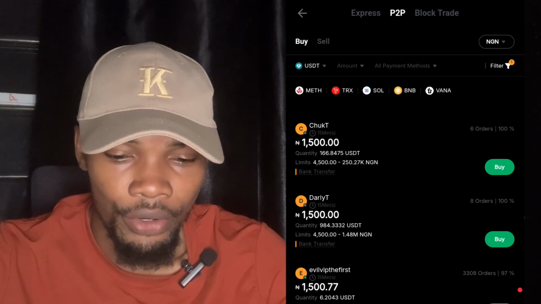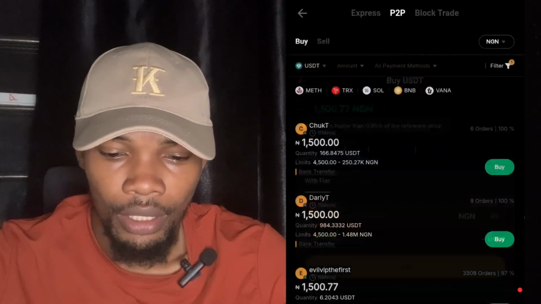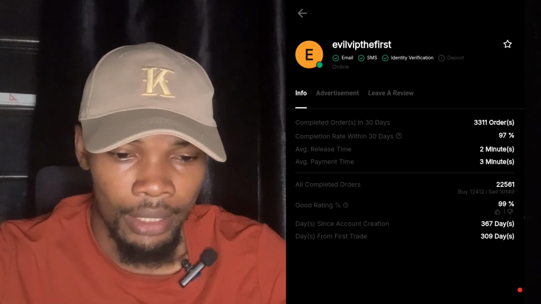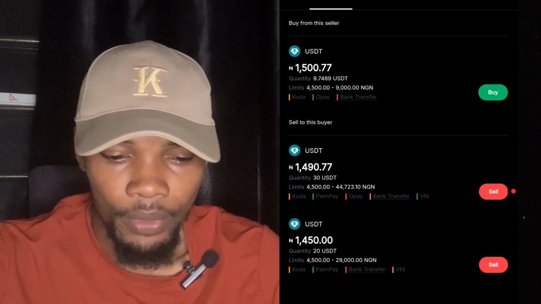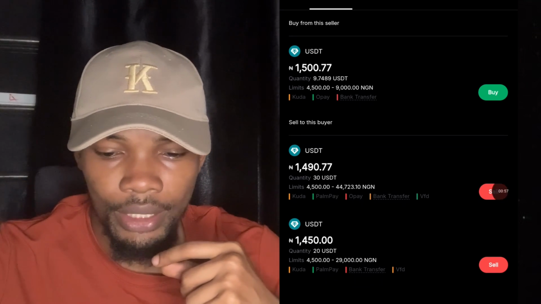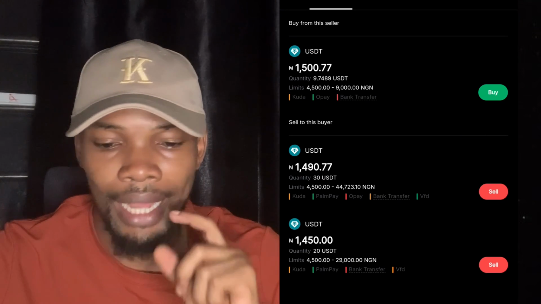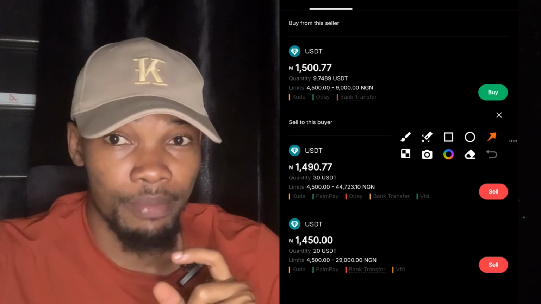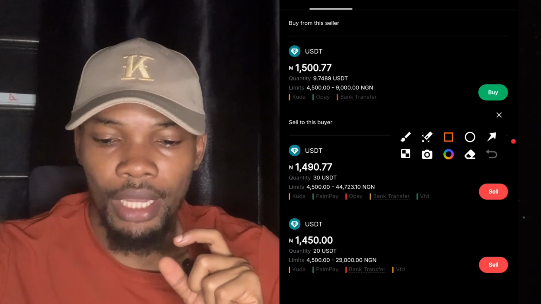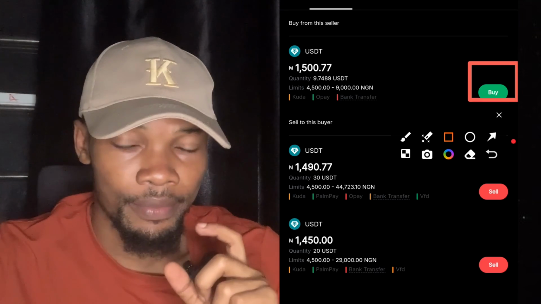When I click on this area, I'm going to click on this guy's ad. I'm going to click on advertisement. In this area, there's something you're going to see here. You can see that this guy has two ads. You can clearly see his advertisement. This is the price at which he is selling.